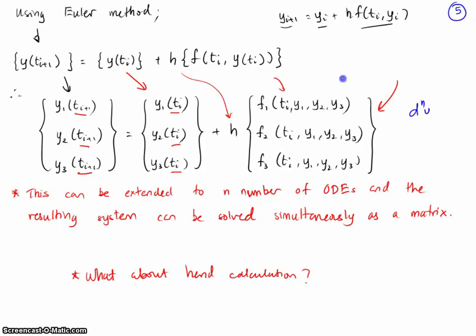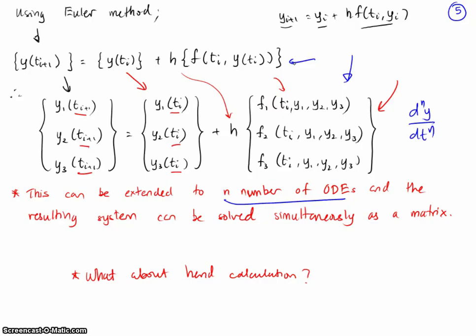So if you have in general an nth order ODE like this, when you reduce it to a system of n first order equations, then this approach, which is done with the Euler method, can be extended to any number of ODEs that you have. That is one thing. The other thing to note is that you can also apply this method using Heun's, the midpoint, or the Runge-Kutta method.